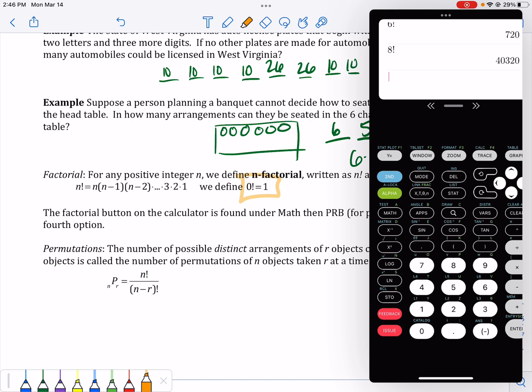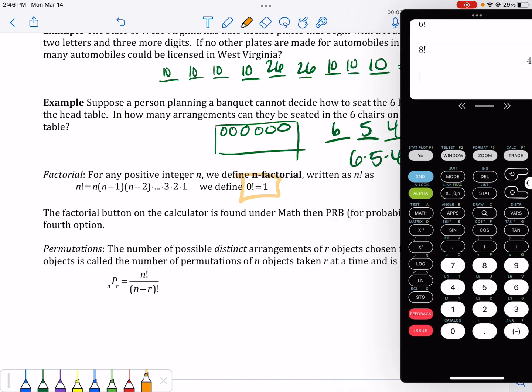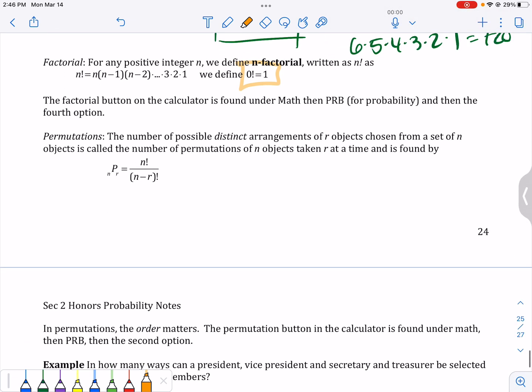So then we would have 40,320 ways if we had 8 people that we could choose from sitting in 8 spots. Okay? So we have something that's called a permutation. A permutation is the number of possible distinct, meaning different, arrangements of R objects chosen from a set of N objects, which we can also say N objects taken R at a time. Okay. We have this notation.